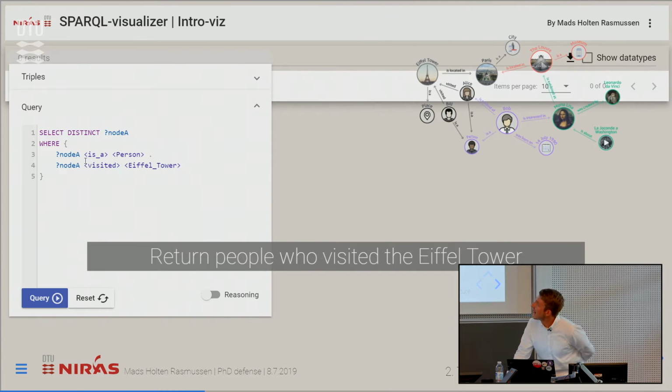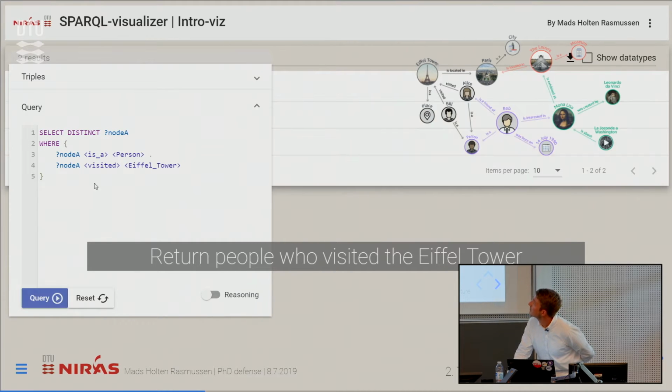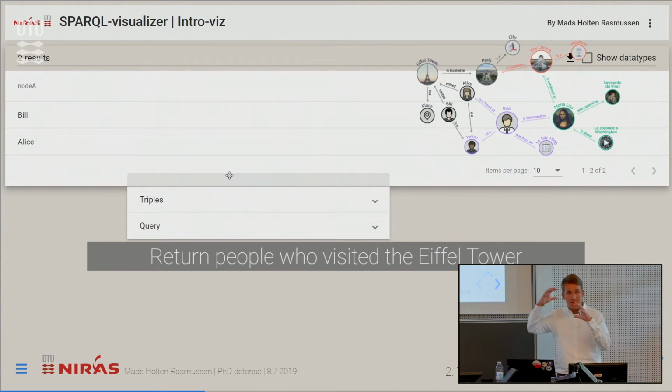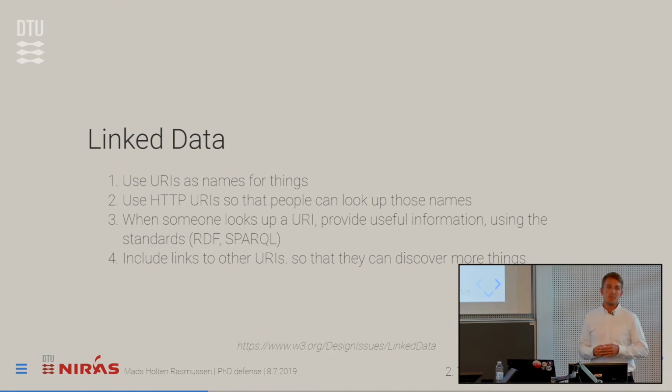Okay, so you basically see, I need to look for something which is a person. And that something visited Eiffel Tower. And then I want to return every unique instance of that. In this case, I just call it node A. And you see if I fire that query, I get some results back. And that's only the places in the graph where they find a match. So that's only Bill and Alice. So that's how you go and look up information in this graph structure.